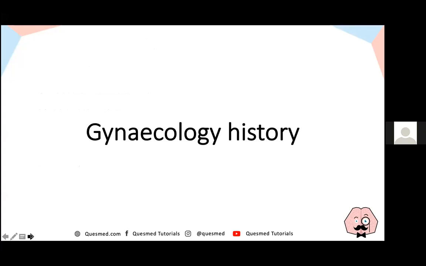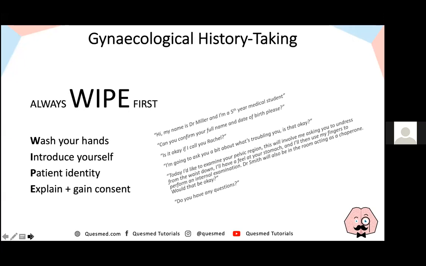So I'm just going to crack on with a gynaecology history. One of the most important parts in your OSCE is your introduction. This sets your scene, and if you nail your introduction, you not only feel confident about the station, but your examiner and your mock patient already view you as competent. So I like to use the acronym WIPE to remind me what to do when I first walk into the room. So wash your hands, introduce yourself, including your full name and who you are, whether you're a junior doctor or a medical student in this scenario.